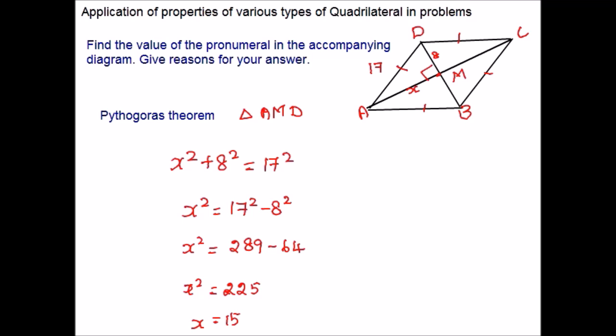If you take the square root of a positive number, you will have to place a plus or minus sign before the answer. But we are dealing with sides. The length or the measurement cannot be a negative number. So I'm not going to consider the negative 15. I'm just taking the positive 15 as our answer.